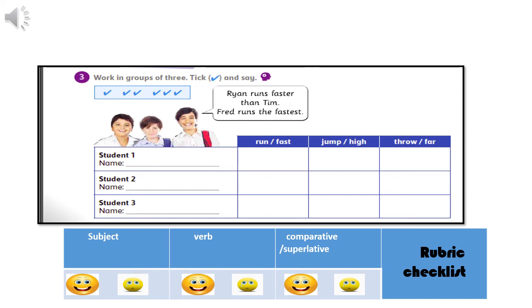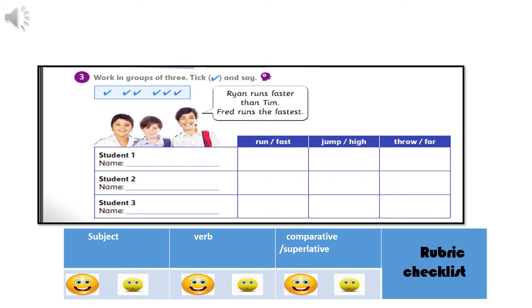Look at the box with the ticks in it. One tick means just the adverb. Two ticks, the comparative form of the adverb. And three ticks, the superlative form. Look at the table with the prompts, and you have to say who can do each of the activities well, better, and the best. Then you have to put the appropriate number of ticks under the column. For example, I run faster than Joe, but Tony runs the fastest. Tony jumps higher than me, but Joe jumps the highest. Joe throws farther than Tony, but I throw the farthest.